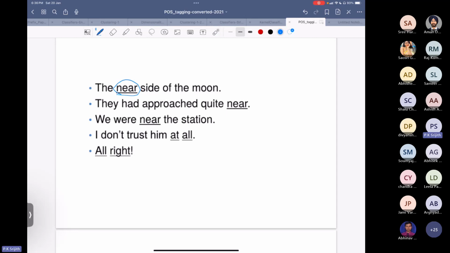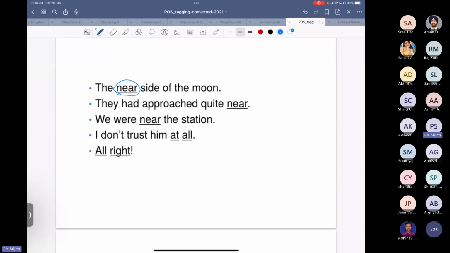Preposition. Why is it a preposition? Basically, it's giving the position. We can treat it like a positional word. What is the position? Okay, nice.